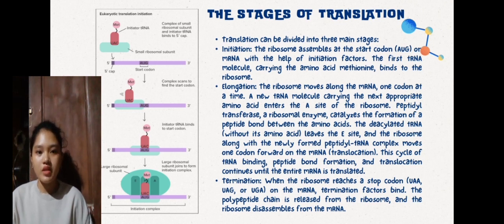Next is termination. When the ribosome reaches a stop codon, UAA, UAG, or UGA, on the mRNA, termination factors bind.